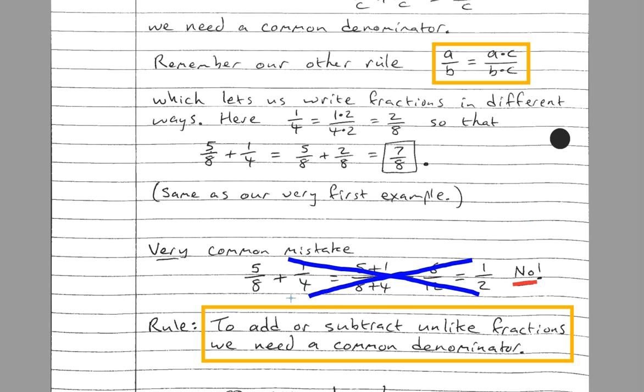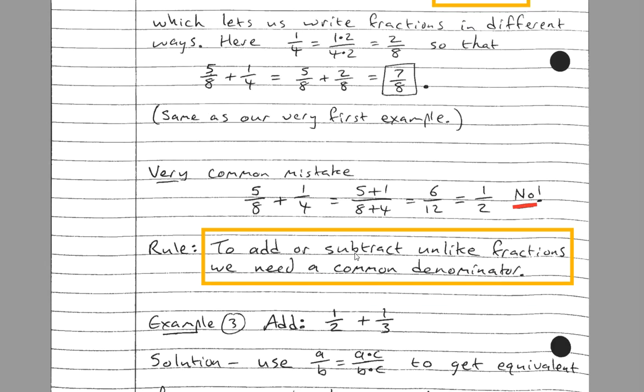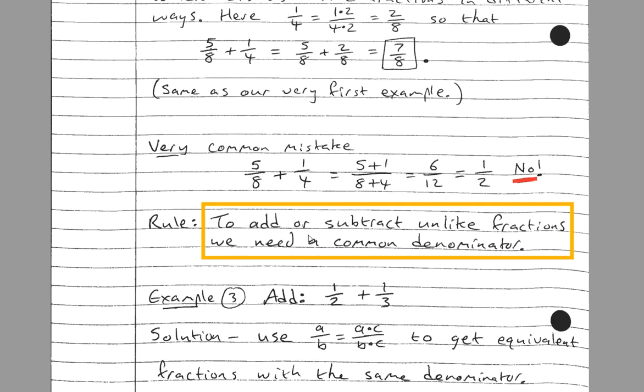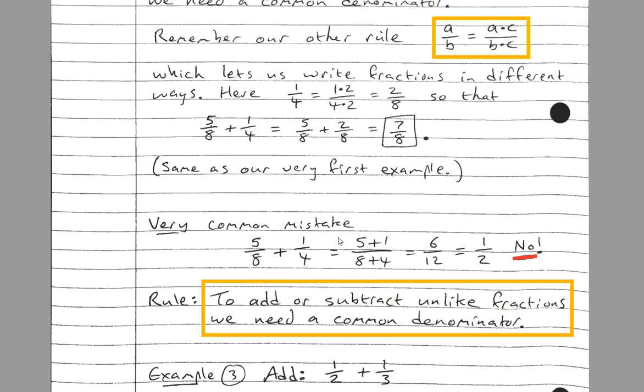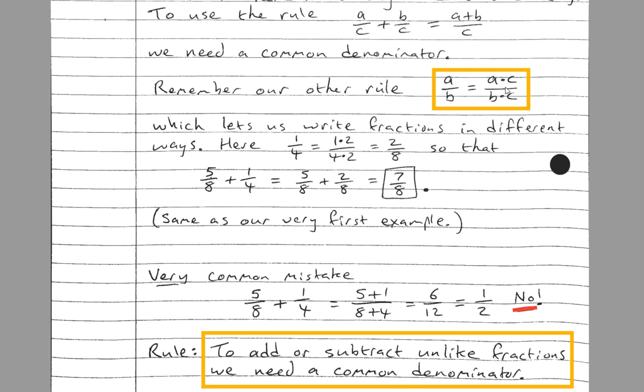All right, so yeah, if you forget how to add fractions, add the tops, add the bottoms, but that's not correct. You have to do it like this. So our golden rule, if you're adding or subtracting fractions, you need a common denominator. It's the only way to do it. Okay, and we keep using this idea.